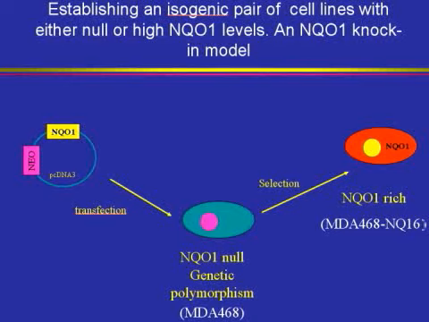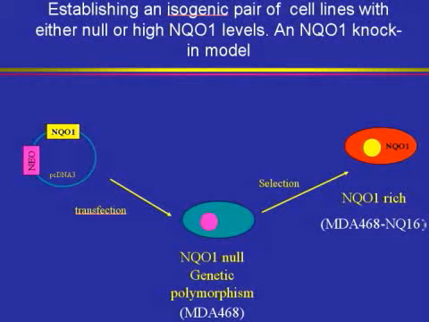We wanted to check this out in a cell model, and so we took a cell, first of all, that we knew was NQO1 null, that didn't have NQO1 because of the genetic polymorphism that we characterized in these cells about 10 years ago.